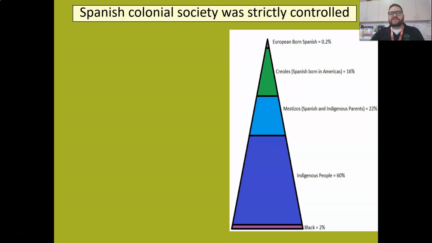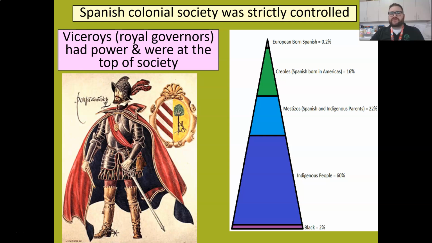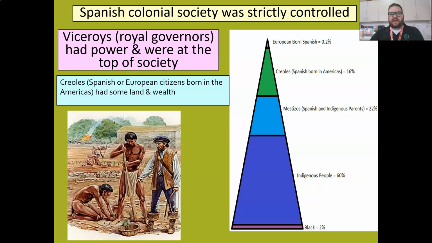So Spanish colonial society was strictly controlled. We kind of have already looked at this graph on the right, and we know that the viceroys, the royal governors, were basically kind of like king juniors within these settlements. They had all of the power, they were put there by the king, and they were the top of Spanish society. We had those Creoles, as we previously mentioned, were Spanish or European citizens that were born in the Americas, and they had some land and wealth within the Spanish colonies.